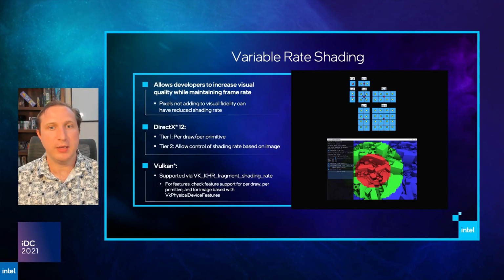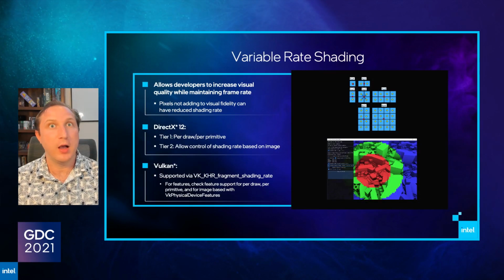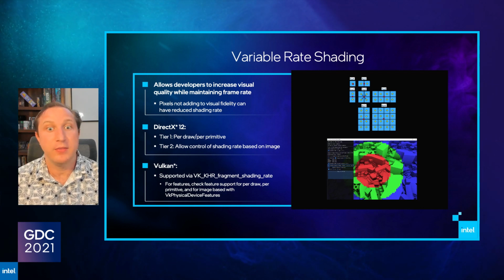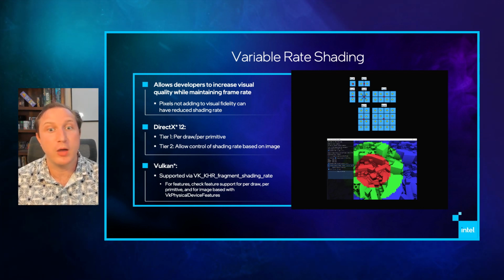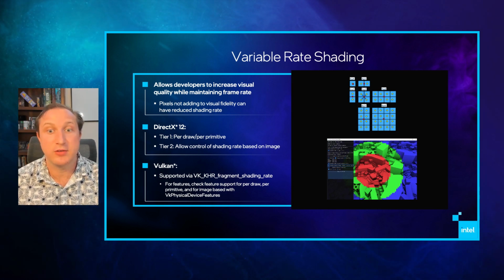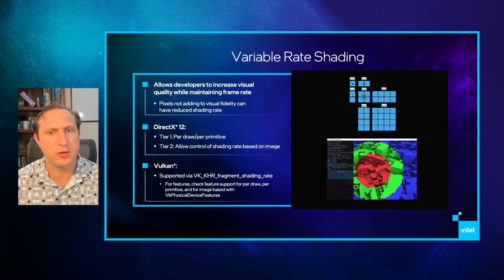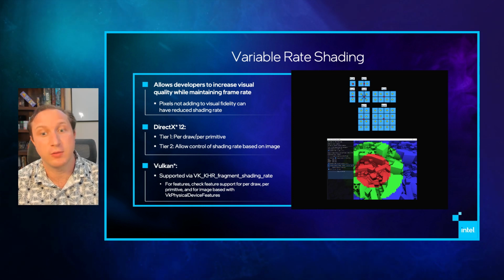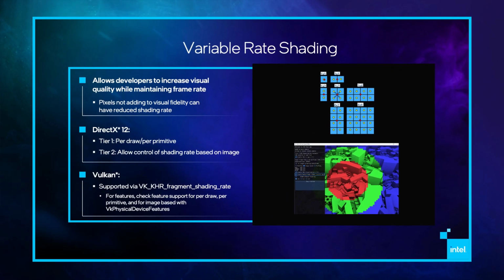The last feature we want to make you aware of is variable rate shading, also known as fragment shading rate in Vulkan. This feature allows developers to increase the visual quality while maintaining frame rate. If you have pixels that do not add to the visual fidelity, such as those on faraway objects, objects under motion, pixels in the periphery, and so forth, those pixels can have reduced shading rates. Different hardware supports different shading rates. Among those are 1x1, 2x1, 2x2, 4x2, 4x4, and so on, as seen in the figure on the top right. With this in mind, both DirectX 12 and Vulkan have support for this feature.